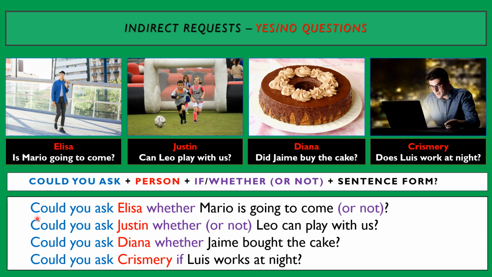For example, could you ask Elisa whether Mario is going to come or not? Could you ask Justin whether or not Leo can play with us? Could you ask Diana whether Jaime bought a cake? Could you ask Chrismeti if Luis works at night? Notice that or not is optional, and you can use or not at the end of the sentence or question, or you can use or not after whether. But also, if you don't want to use it, you don't use it, like here. Notice that here we don't have or not because it's optional. Or you can use if, which is a synonym for whether or whether or not.